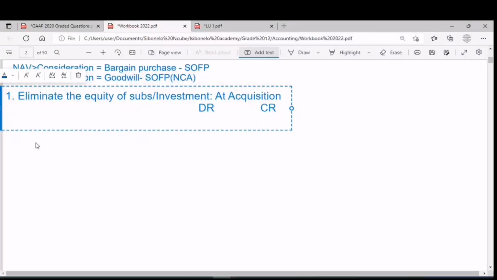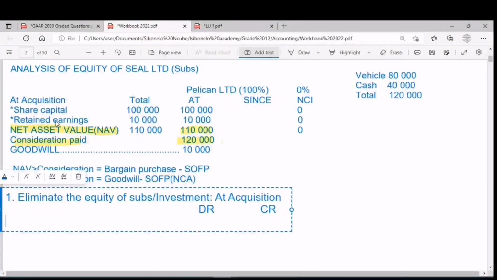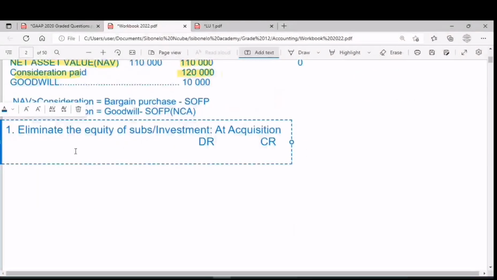So the first pro forma entry is you eliminate the equity of the subsidiary. It's an acquisition. So in my equity accounts, we see now it's acquisition for the subsidiary. They see the share capital and the retained earnings. So these equity accounts must be eliminated. So we must eliminate, so we debit. You debit share capital.